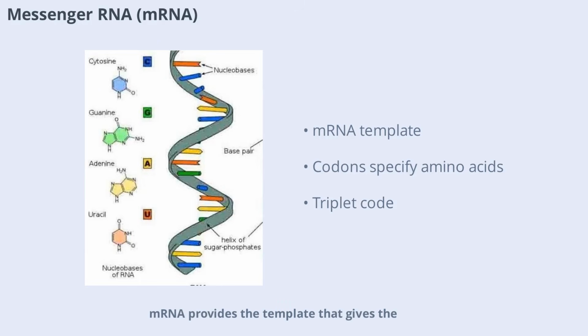mRNA provides the template that gives the code for the amino acid sequence of proteins. Every 3 nucleotides of RNA, called codons, specify one amino acid. This triplet code is fundamental to translating genetic information into functional proteins.